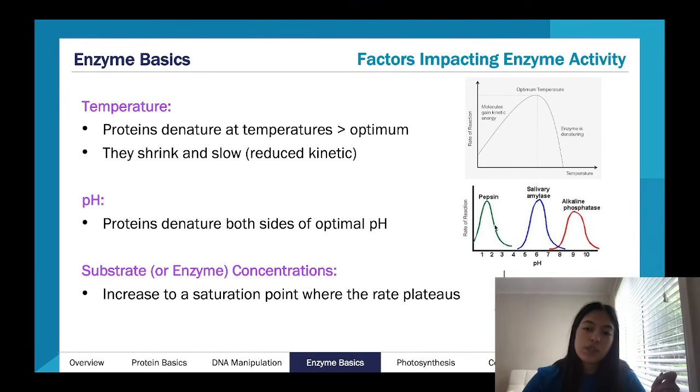So pH, basically kind of the same thing, optimal conditions. So these are the different enzymes. Obviously different enzymes have different optimum temperatures, optimum pHs. So it just depends. And so that's why you don't really want to vary too much out of those conditions.